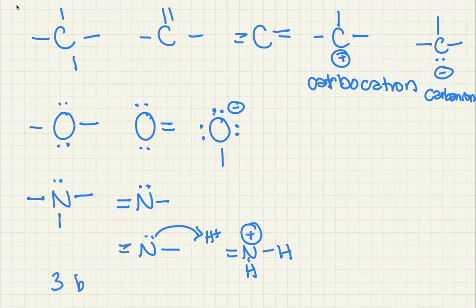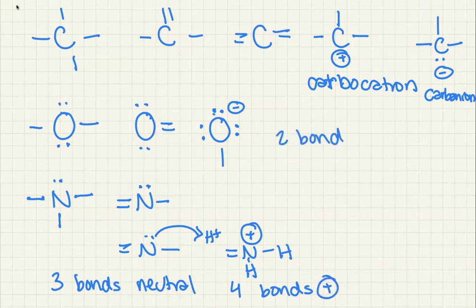So 3 bonds, neutral. Remember, when I talk about 3 bonds, that could be a combination of single and double, or it could be 3 single bonds. And if it has 4 bonds, now it's going to be plus. With oxygen, if it has 2 bonds, it's going to be neutral. And if it has 1 bond, it's going to be minus.